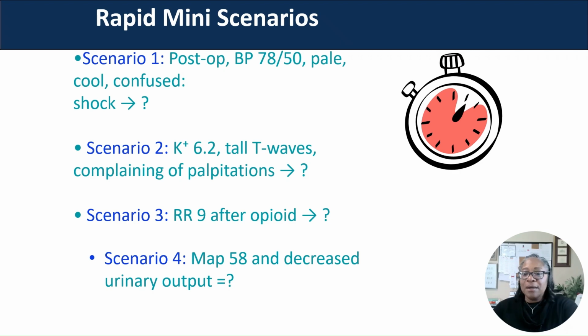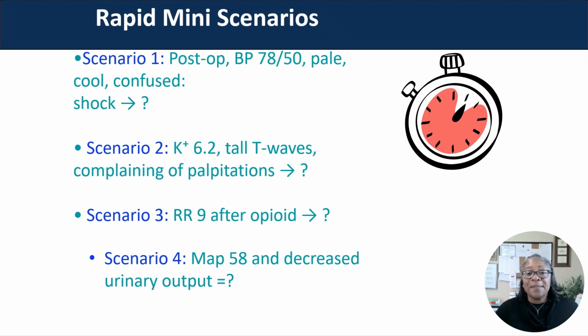So let's do some mini scenarios. I have four of them. So you have a post-op patient, blood pressure 78/50. They're pale, they're cool, they're confused. So what's your next best action? You're going to assess the incision for bleeding, start some oxygen. The problem is that the patient's bleeding and they're going into shock. So there's a circulation emergency.